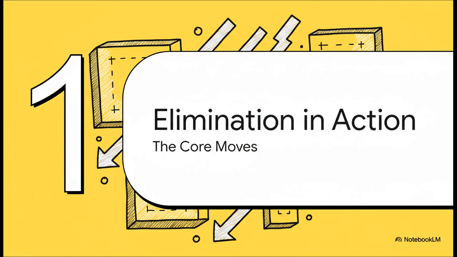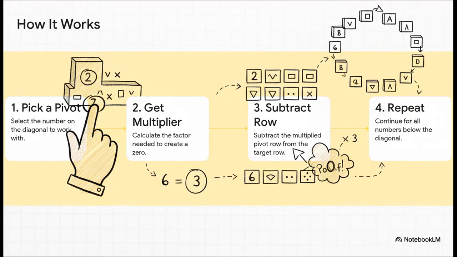So, the big question is, how do we actually make those zeros? I mean, we can't just get an eraser and wipe them out, right? We need a set of perfectly legal mathematical moves we can use to transform the matrix. Let's take a look at how it works. It's actually a beautifully simple little recipe that you just repeat over and over again.